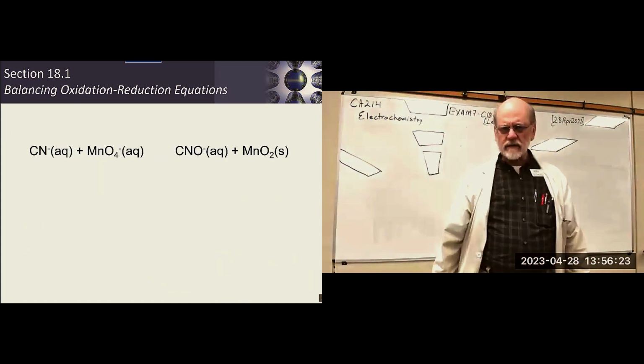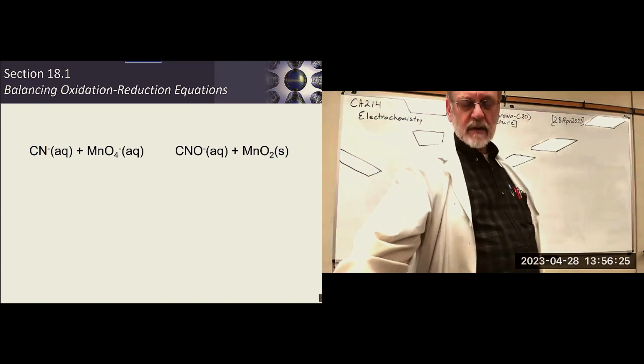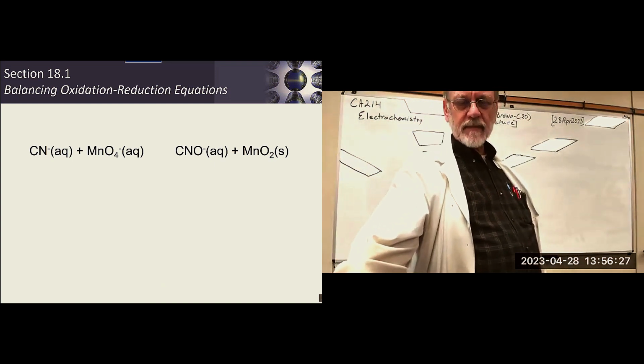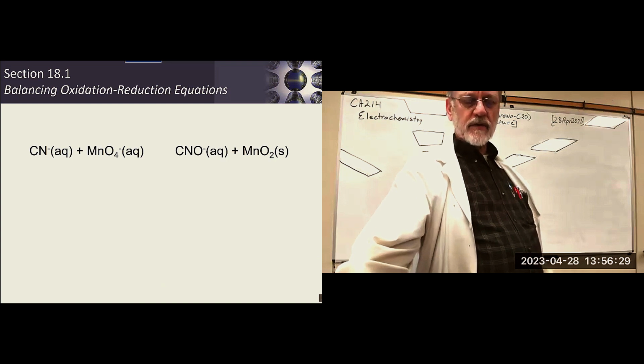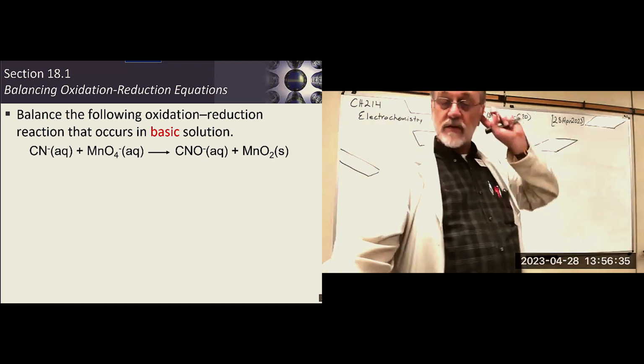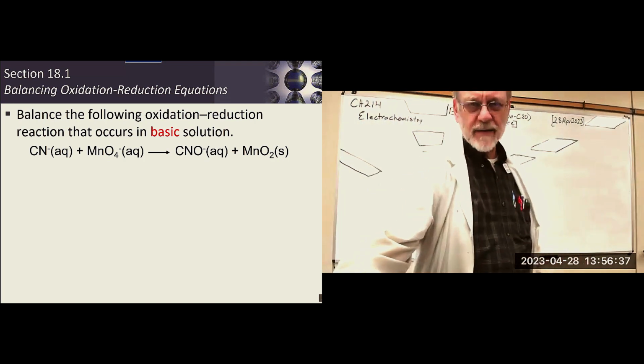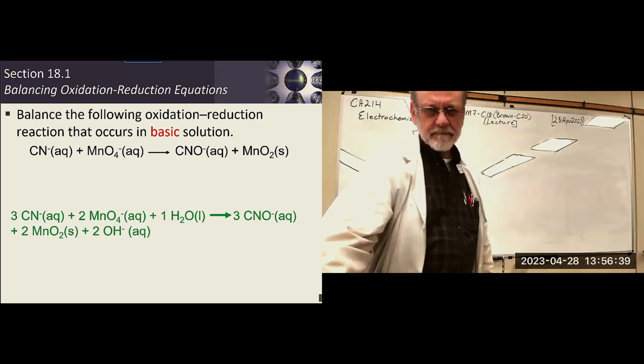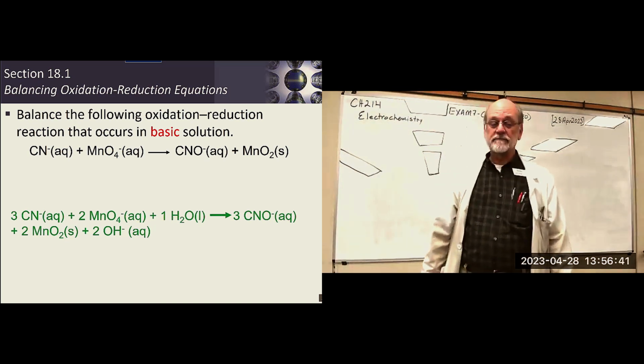Okay, what do we have here? Another example. Cyanide plus MnO4 minus yields CNO minus and MnO2. Balance that one in basic solution. All right, in the interest of time, I'm going to let you do that one.